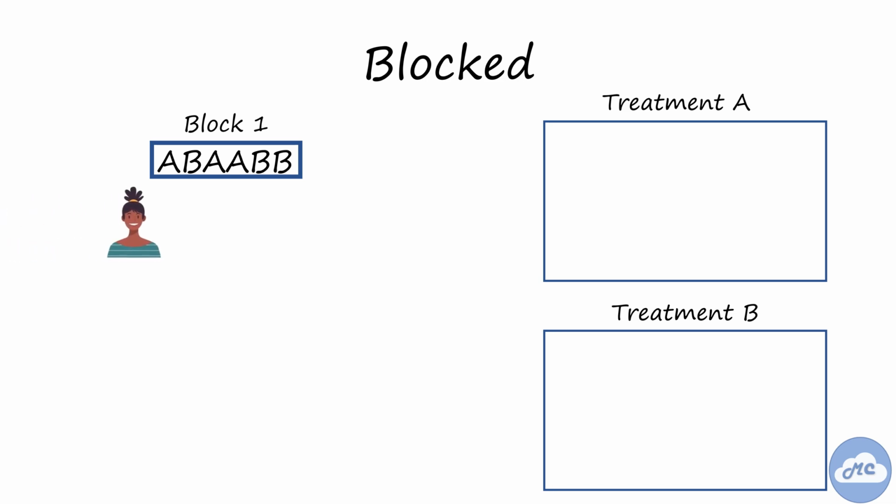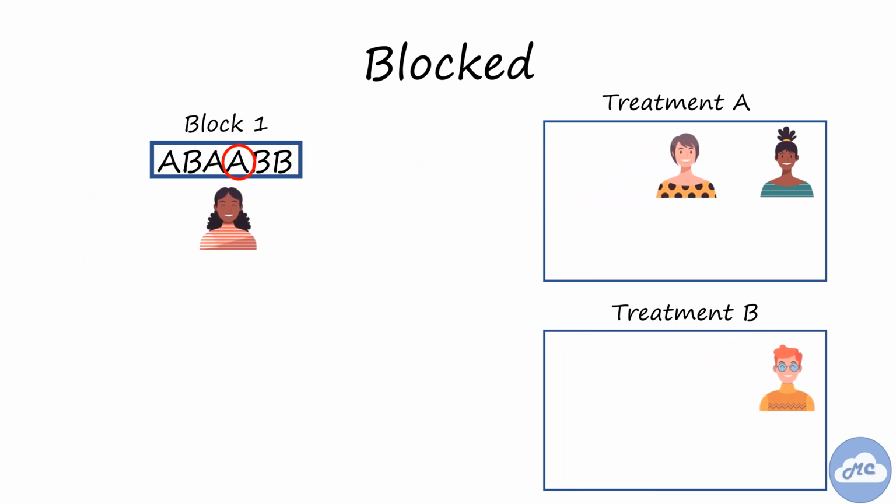As participant 1 comes into the study, she is randomized to treatment A. Participant 2 is randomized to treatment B, participant 3 to treatment A, participant 4 to treatment A, and so on until the block is complete.